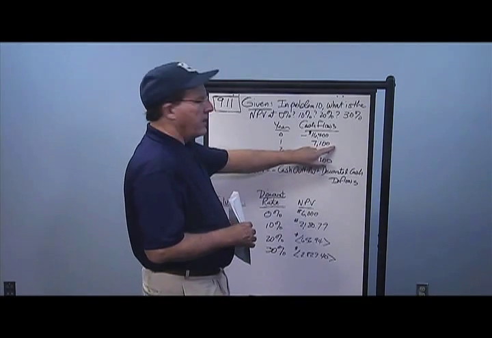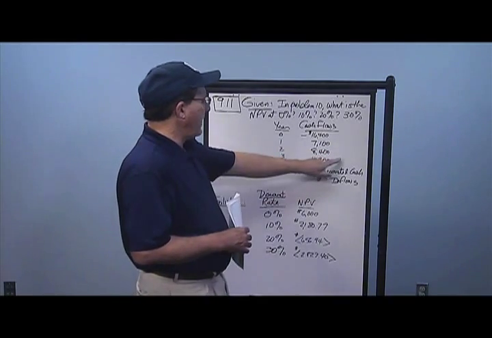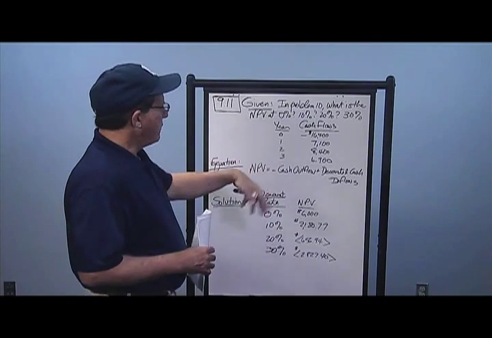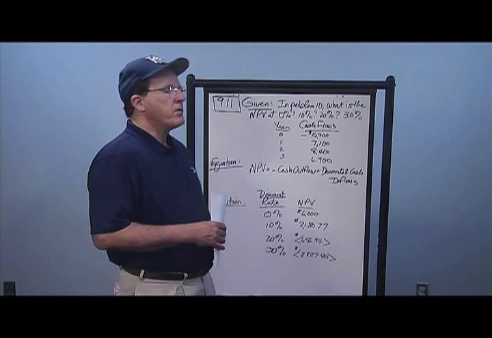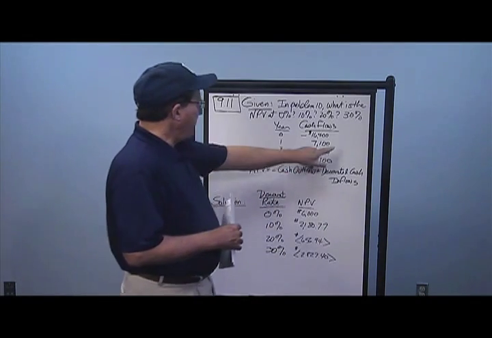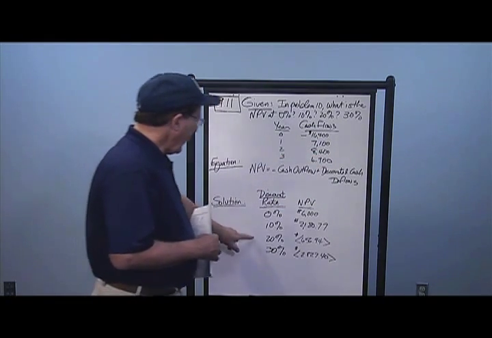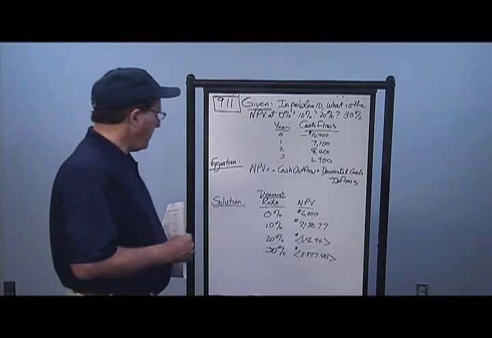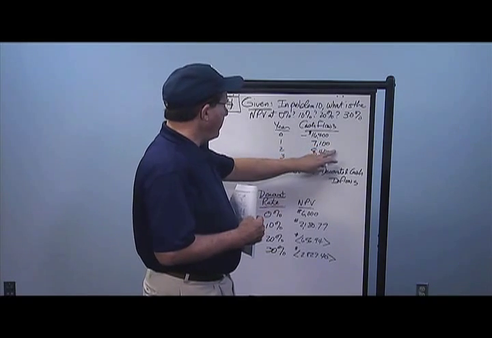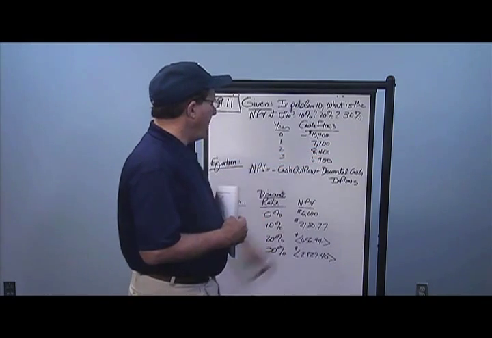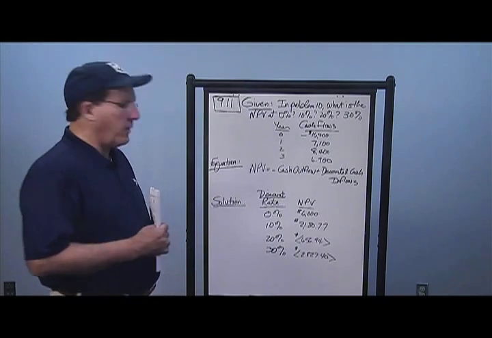At 10%, I take 7,100 divided by 1.1, 8,400 divided by 1.1 squared, and 6,900 divided by 1.1 cubed. Add those up, and I get an NPV of 2,180.77. At 20%, I'd be dividing these by 1.2, 1.2 squared, and 1.2 cubed. And I get a negative NPV at 20% of 656.94. And at 30%, I divide this by 1.3, this one by 1.3 squared, and that one by 1.3 cubed, and I get a negative NPV of negative 2,827.40.